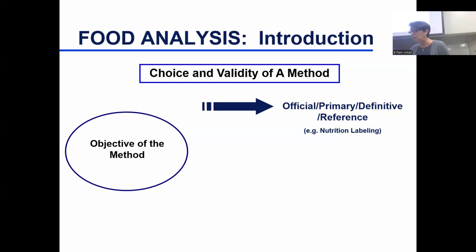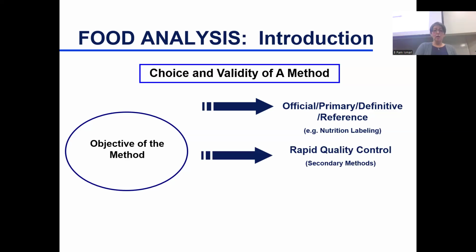So if you want to generate a nutrition label, you have to use official methods of analysis or primary or definitive or reference. They all mean the same thing. So you cannot just use any method that does not have the stamp of official method of analysis.